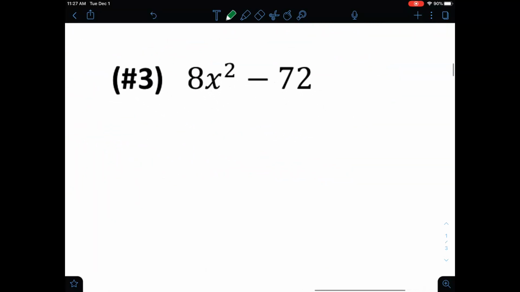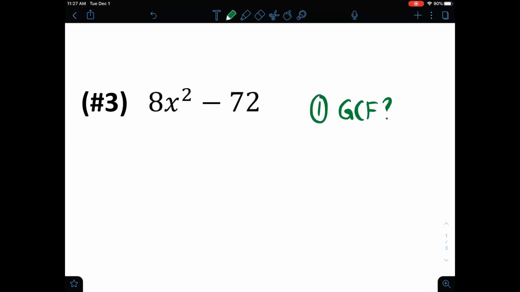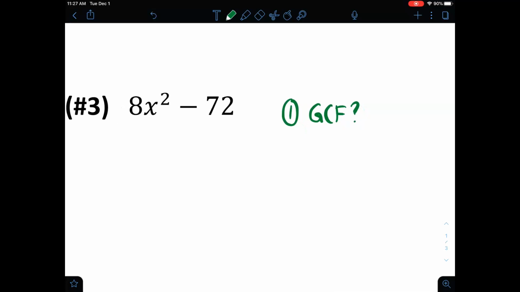All right, number 3. We have 8x squared minus 72. Is there a GCF? First thing we always look for on our factor flowchart is GCF. What do you guys think? They're both even, so at least the number 2 goes into both of these. Is there a bigger number that goes into both of these?